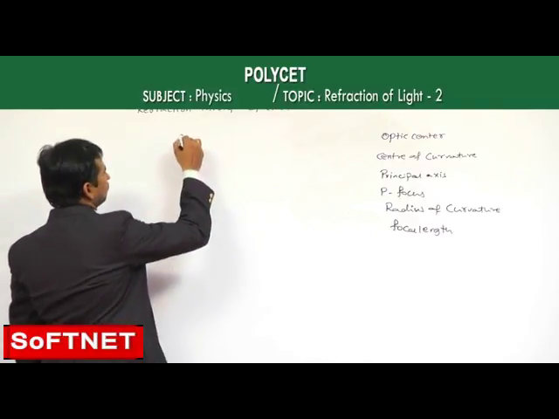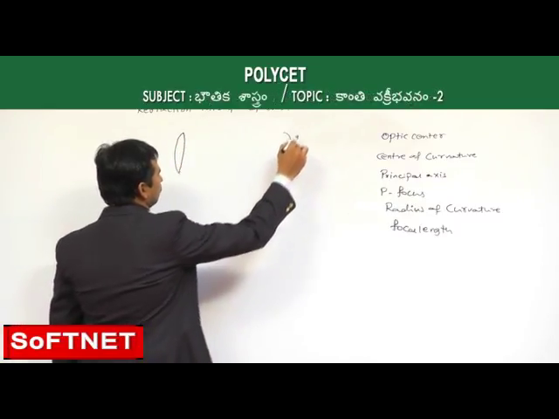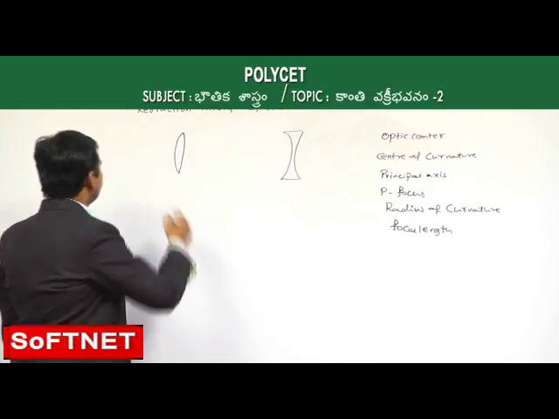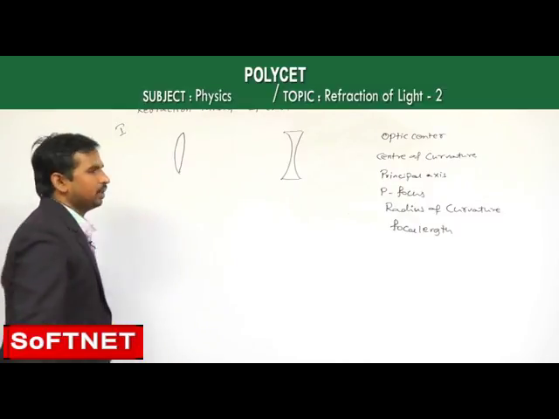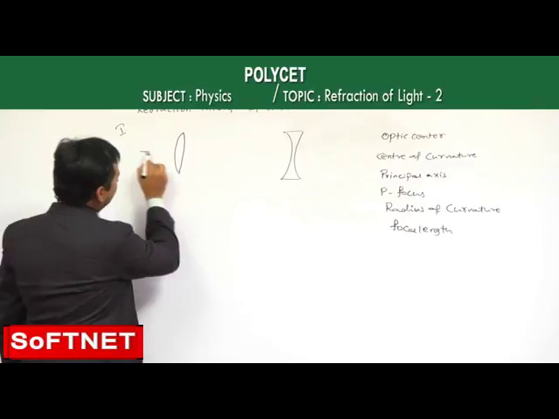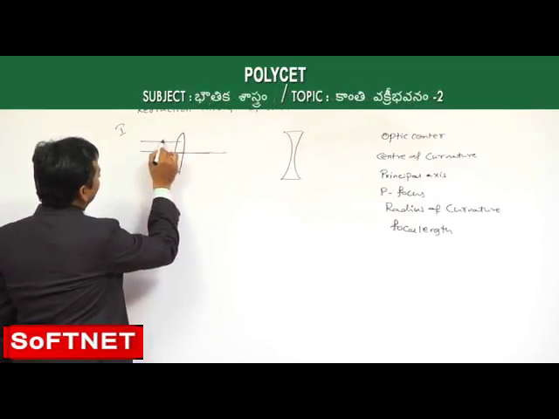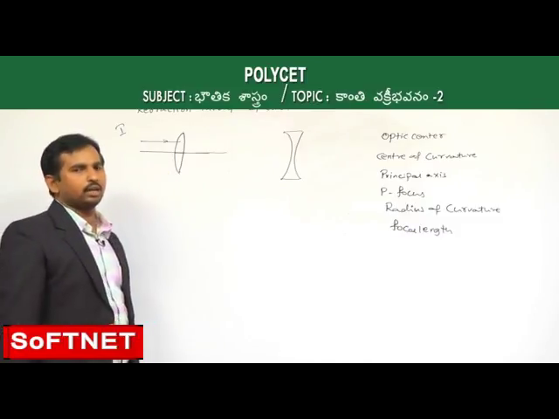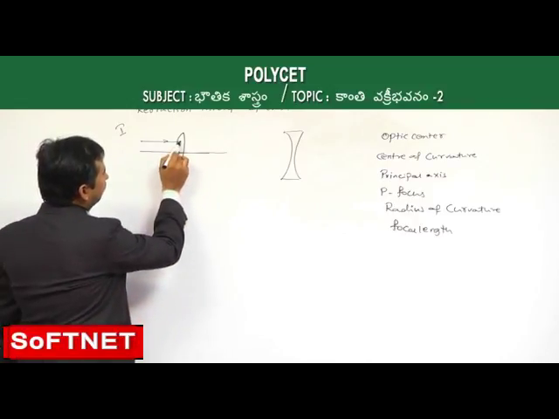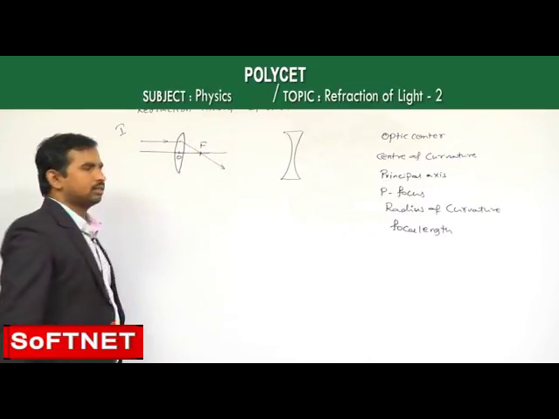Let us suppose first we are taking a convex lens, or you can take even a concave lens also, like this. In the first case, now we are seeing how the light ray behaves if the light ray passes parallel to the principal axis. If the light ray is coming parallel to our principal axis, after refraction the light ray passes through the principal focus, like this.